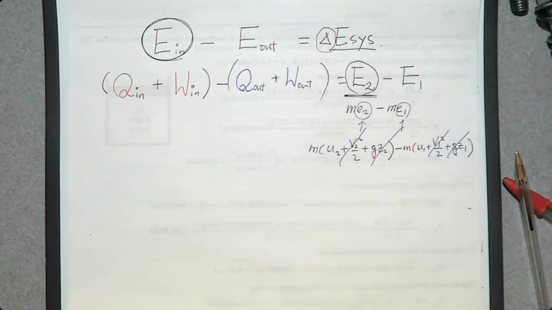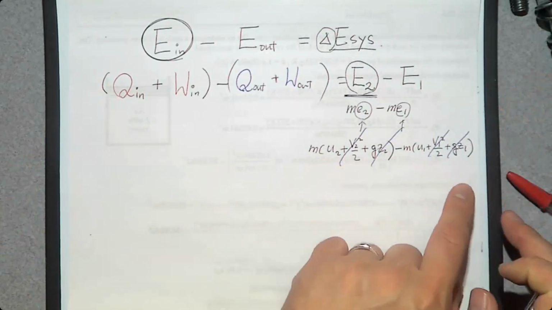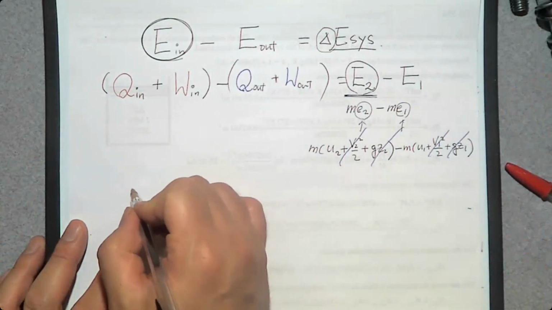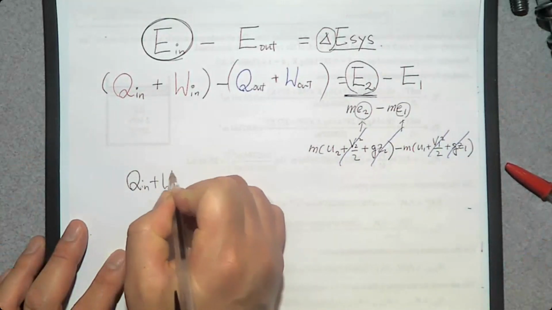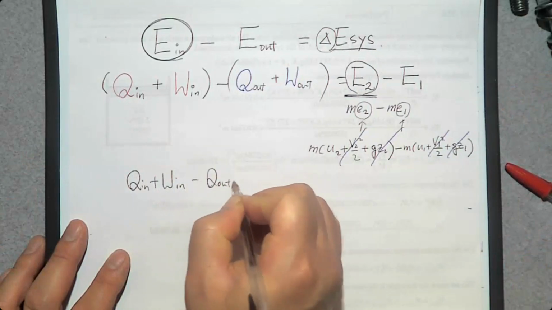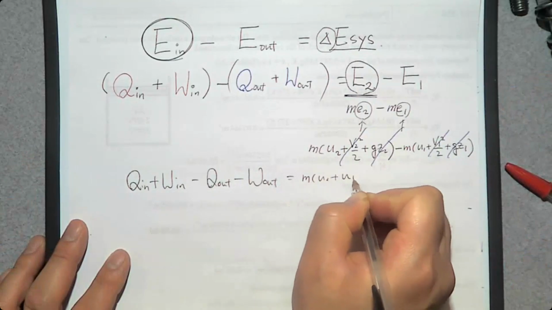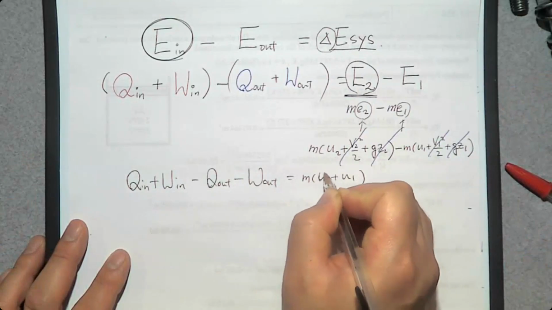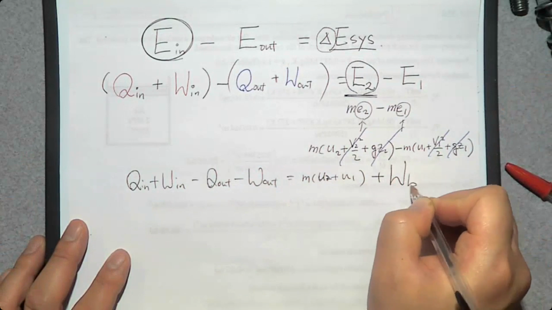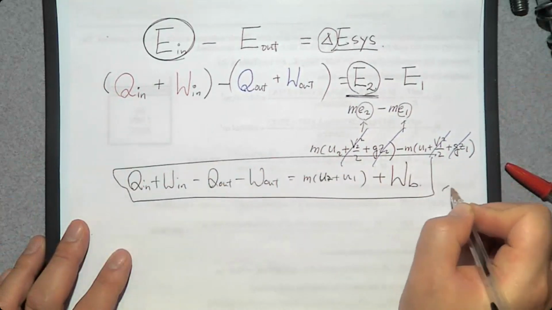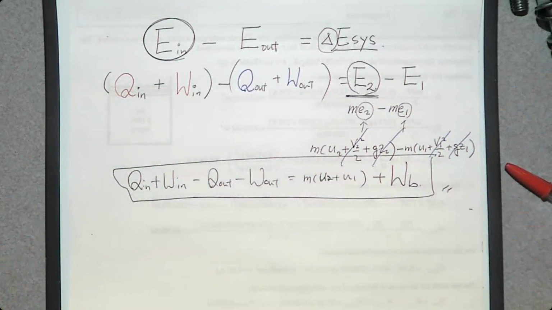But there's one more, what we studied right before this page. Moving boundary work should be a part of total energy change. So this one, plus moving boundary work. So the energy balance equation should be Q in plus W in minus Q out minus W out is mass times U2 minus U1, plus what? So U2 minus U1 plus moving boundary work. So this is the energy balance equation for a closed system.